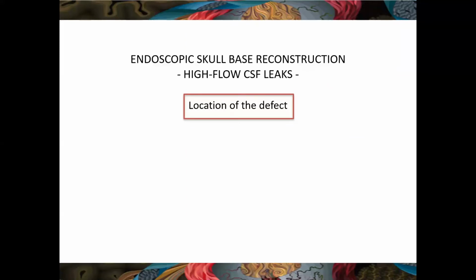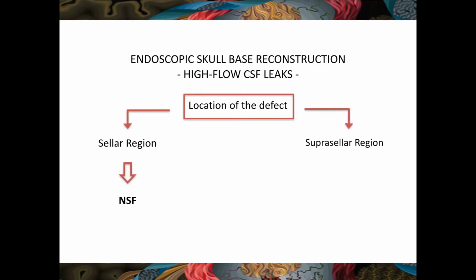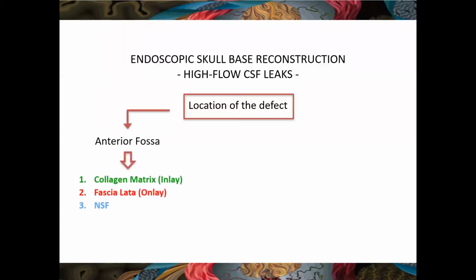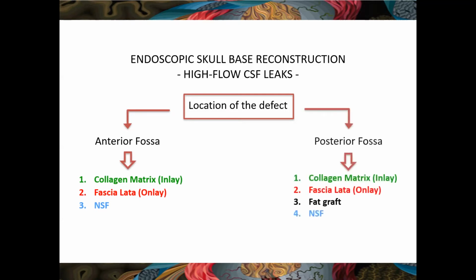If it's a little bit more robust, or if there's intra-arachnoid dissection, we then prefer to consider the location of the defect. For sellar region as well as suprasellar region tumors or lesions, we do use nasal septal flaps. If it is a suprasellar expansion lesion, we add a collagen inlay. For anterior fossa lesions, we do a combination of collagen inlay, fascia lata, and nasal septal flap. And for posterior fossa lesions, we add fat graft to prevent pontine herniation syndromes.